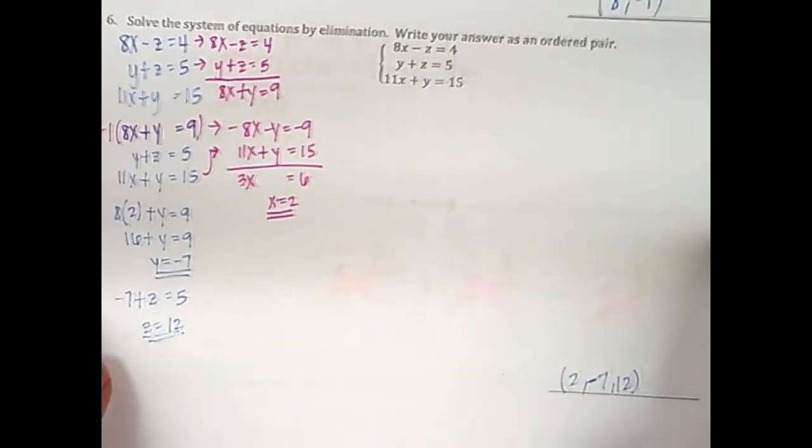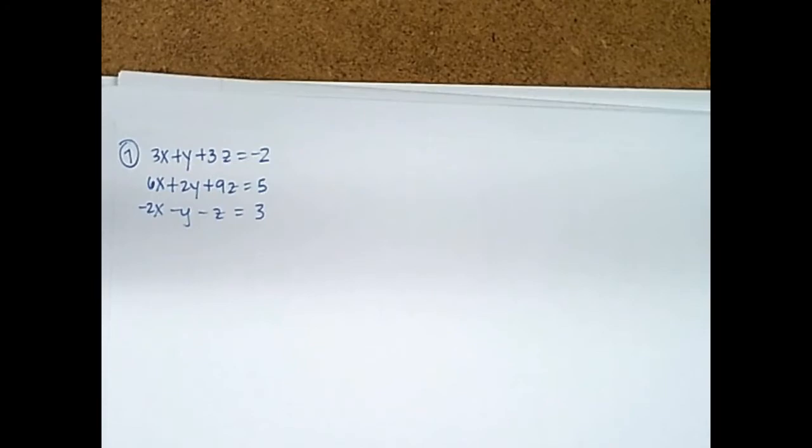Okay. I am going to do number 7 on a separate piece of paper just to give me some more room. So we're going to start off with number 7. Now, your first thing that you're going to do with number 7 is get rid of one of the variables. It doesn't matter which variable you get rid of. It can be x, y, or z.